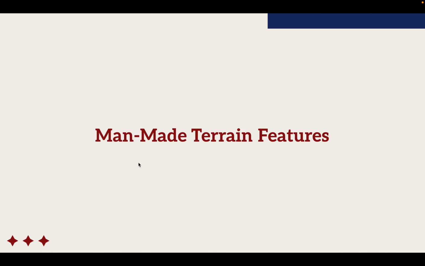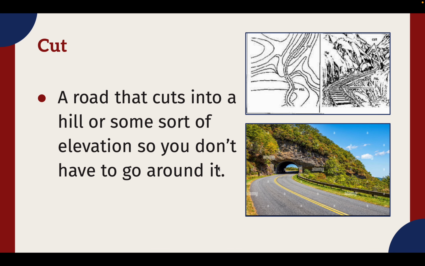Man-made terrain features, there are only two. So a cut is basically a road that goes straight into elevated land. Like if you've ever been in a tunnel going under a mountain, that's a cut. It was made by man.